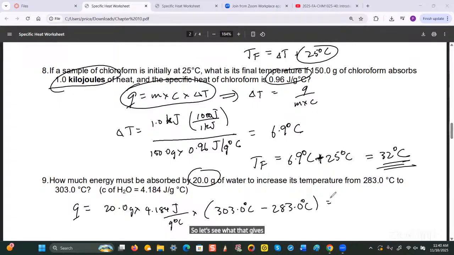So let's see what that gives. When I work out the parentheses first, I got 20.0 degrees Celsius, and then I'm going to multiply that by 4.184 times 20.0, and this needs to be rounded off to 3 sig figs, so that would be 1,670 joules.